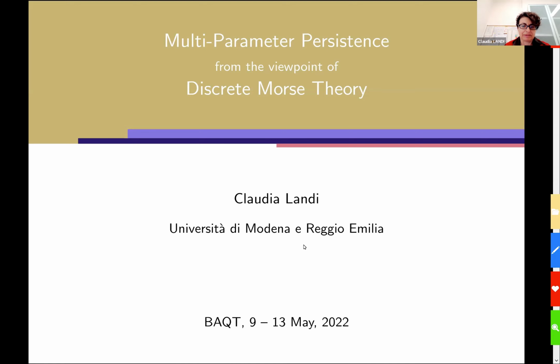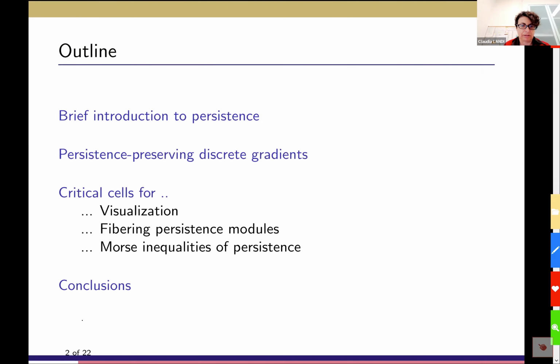The slide doesn't move, but okay, I think I can do it like this.